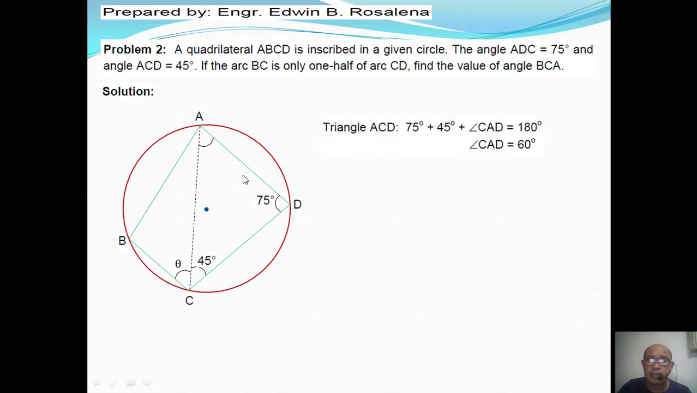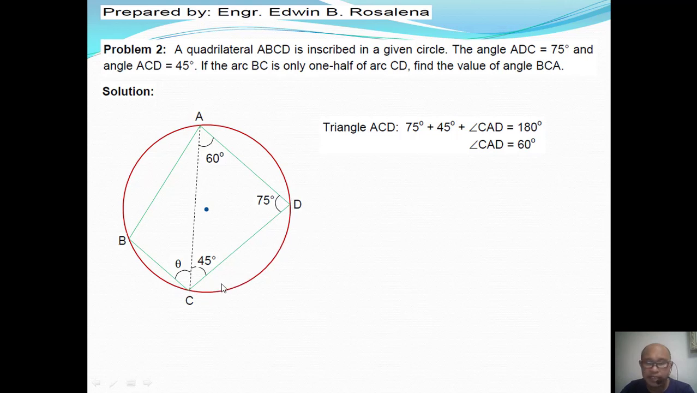So triangle ACD: 75 plus 45 plus angle CAD equal to 180. So angle CAD is equal to 60 degrees. Now, notice that the angle 60 here is an inscribed angle of the circle. Can you follow? So this angle 60 is an inscribed angle of the circle, and the intercepted arc is from C up to D.